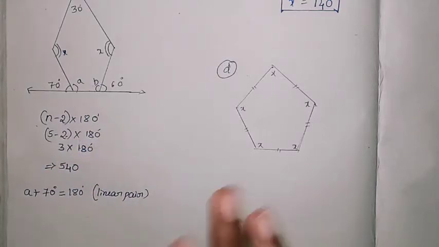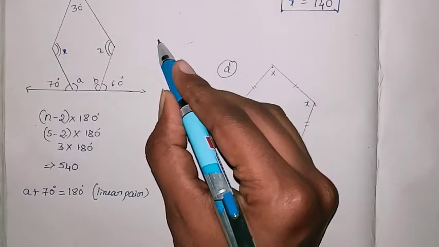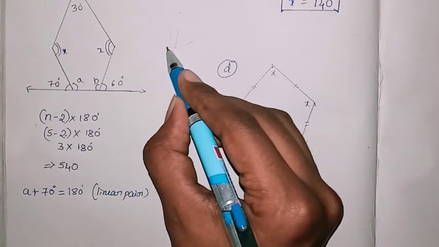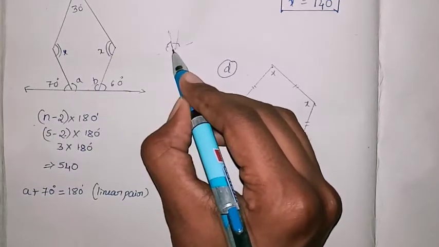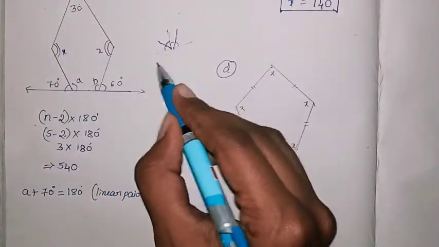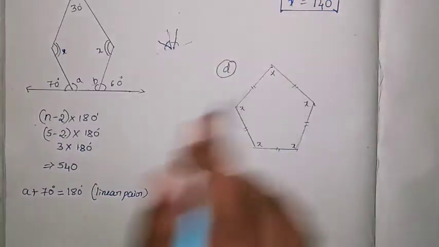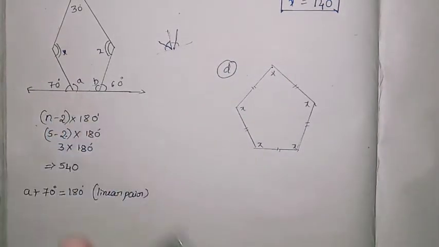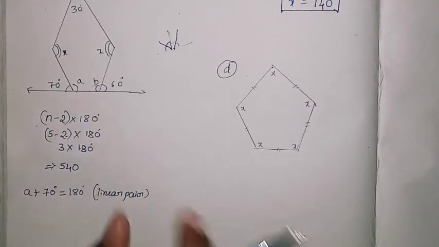If there is a straight line in which more angles are formed, one is this one, this one, this one, this one, 4 angles here, then you can't write linear pair. That time you have to write the reason as angles formed in a straight line. But here there are only two angles, so it is one pair, so linear pair.